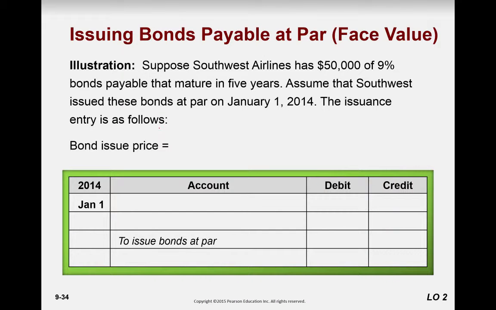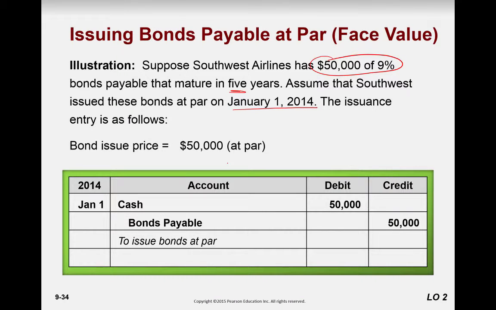So let's go through some examples here. Southwest Airlines has $50,000 of 9% bonds payable that mature in 5 years. If we assume that Southwest issued these bonds at par value on January 1st, 2014, let's do the entry for the issuance. Our bond issue price is the $50,000, so that's our face value. So we have cash for $50,000 and bonds payable for $50,000.